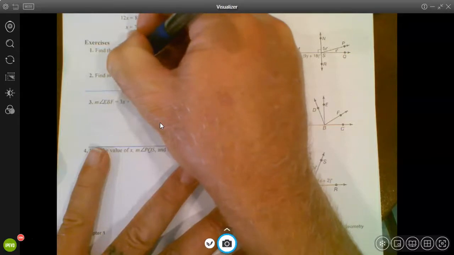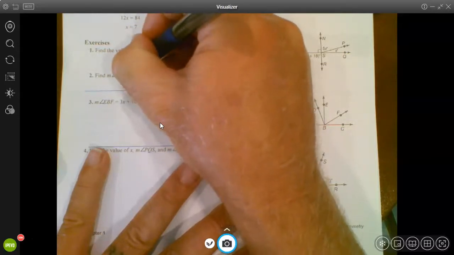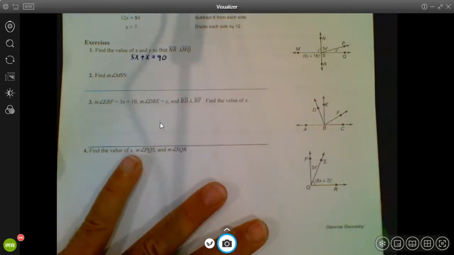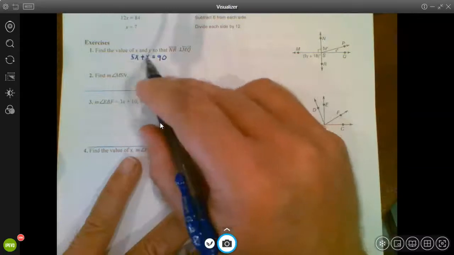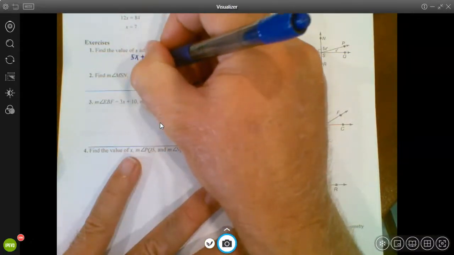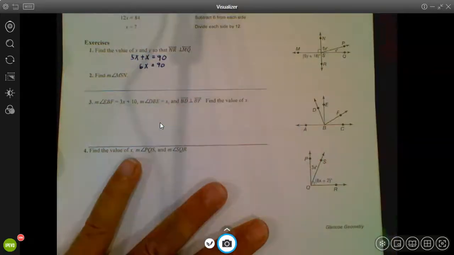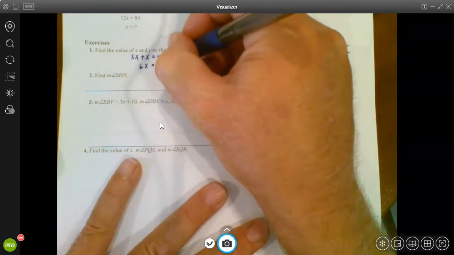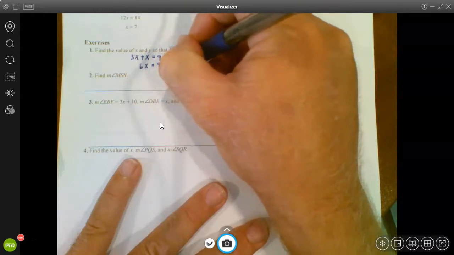So 5x plus 1x must equal 90 degrees. And so that would be the equation that we're allowed to set up. And if we simplify that, we can solve for x. So 5x plus 1x we know is 6x equals 90. And just going to divide both sides by 6. And I believe it's 15. I'm going to double check that. Yeah, 15. So x is 15.